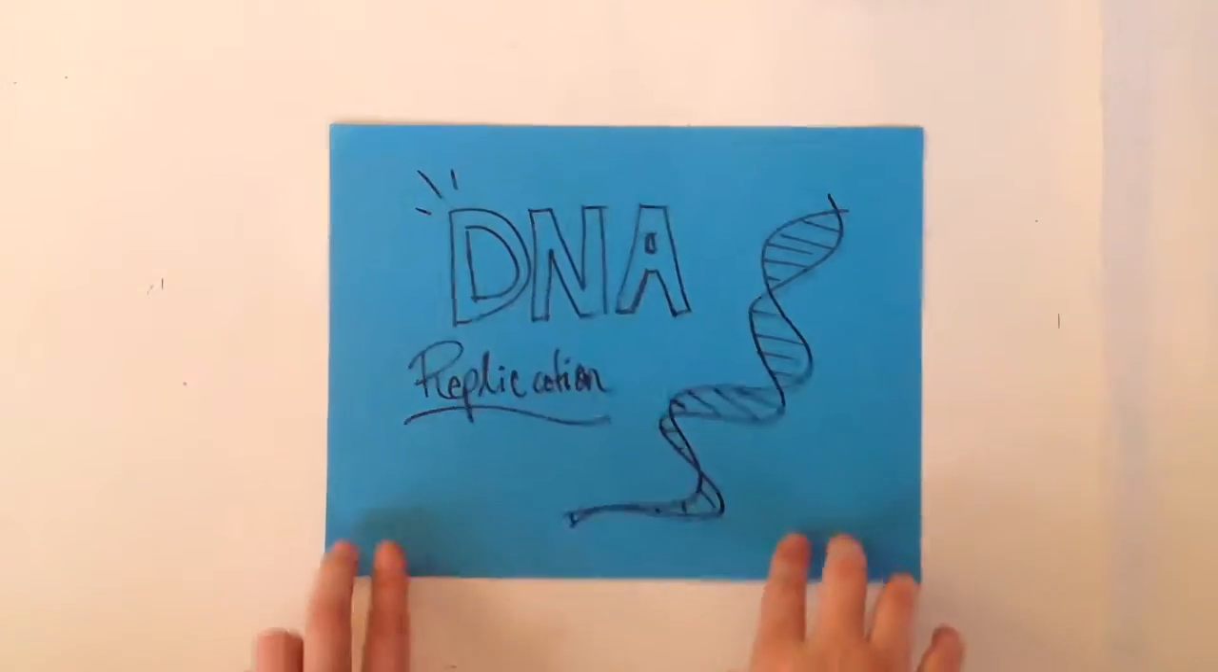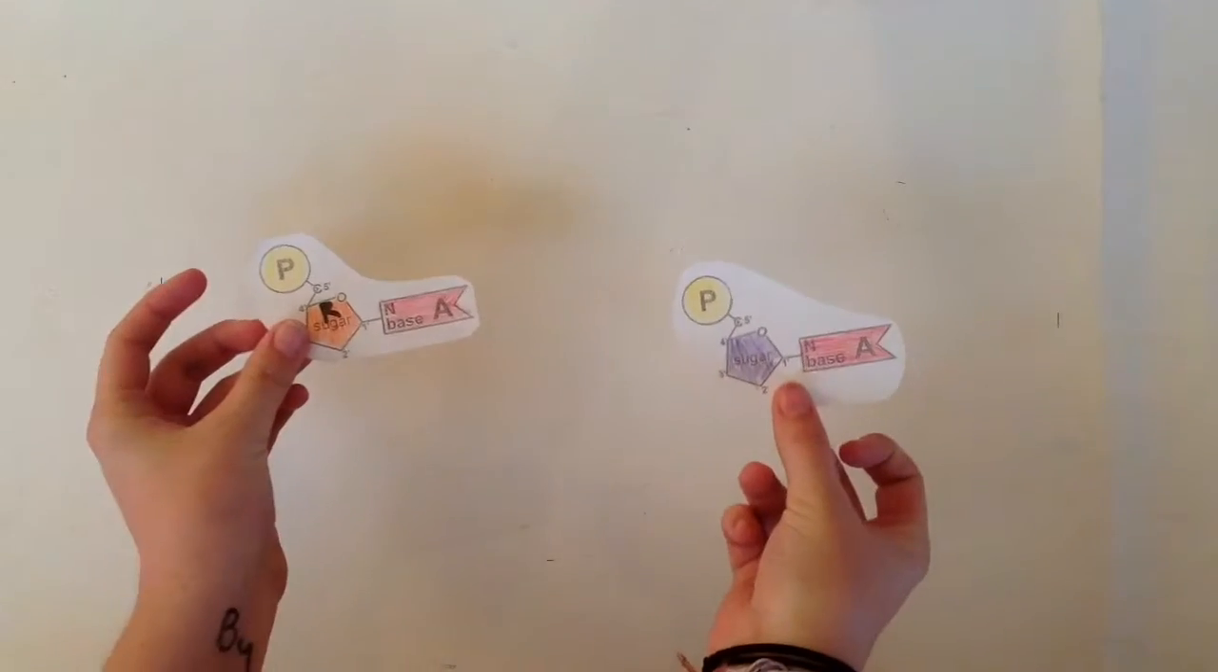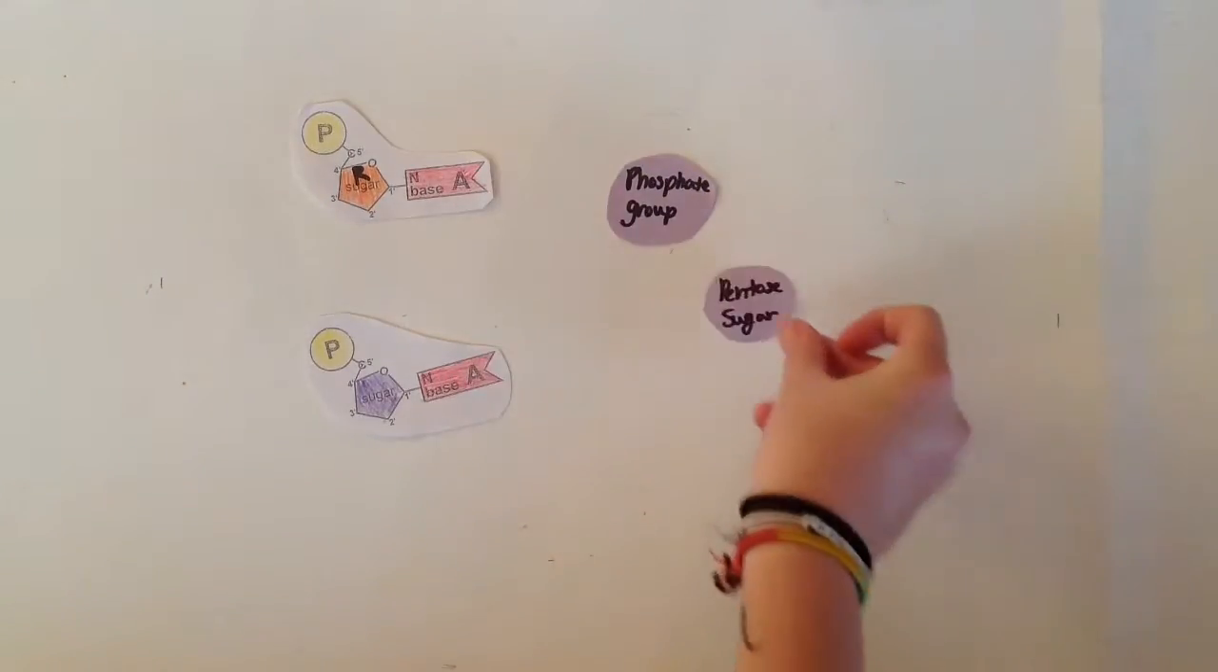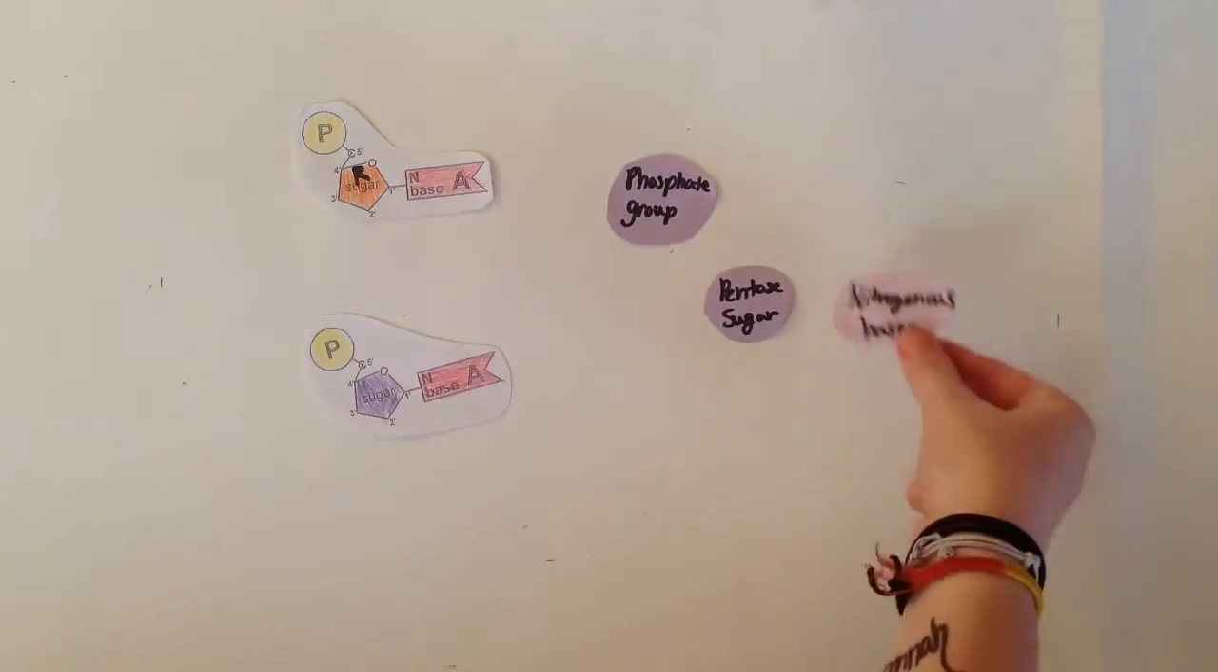DNA replication! In DNA replication, you first need nucleotides. There are two types, RNA nucleotides and DNA nucleotides. Remember, there are 5 types of nitrogenous bases: adenine, cytosine, guanine, thymine, which is specific to DNA, and uracil, which is specific to RNA. Nucleotides have 3 parts: a phosphate group, a pentose sugar, and nitrogenous bases.